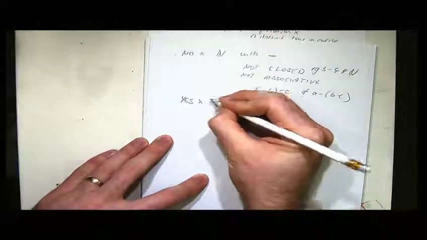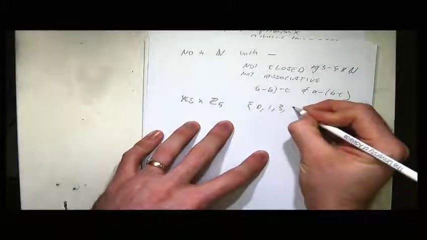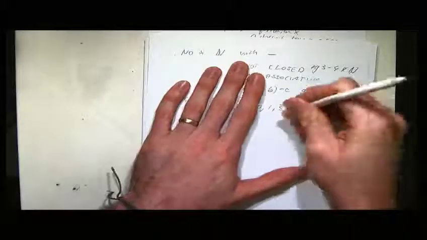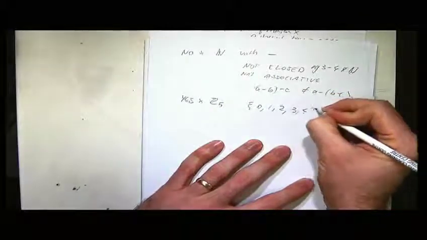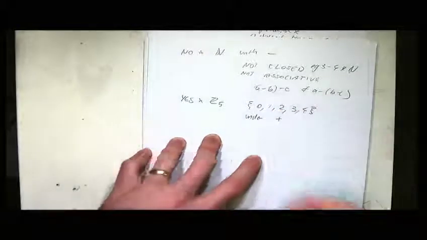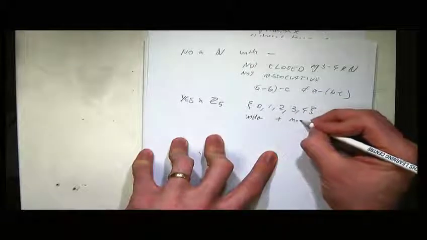Something like Z5, which means those five numbers, 1, 2, 3, 4 and 0, under plus, where it's mod 5.